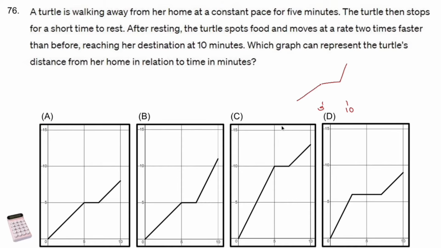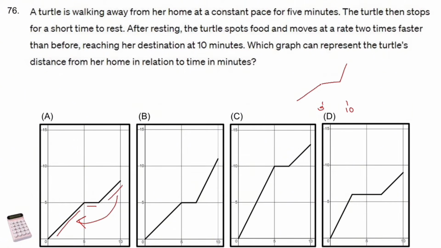So which one of these has a regular line going to 5, stops for a little bit of time, and then has a double-looking steepness line, and then stops at 10? You look like you are going to 5, stops, but this line is the same as that line. That slope is the same as that slope, or at least it looks like it.